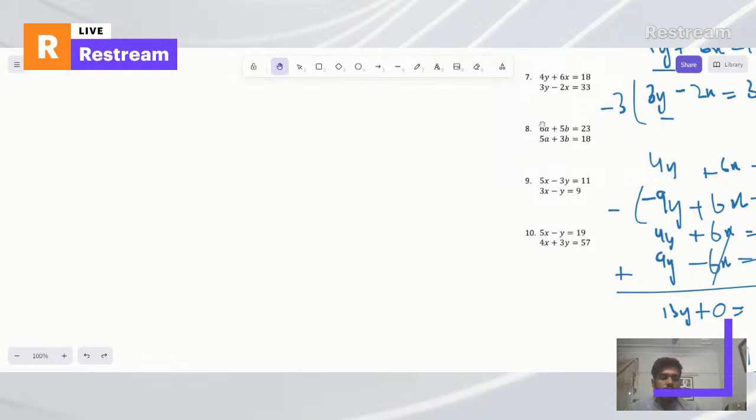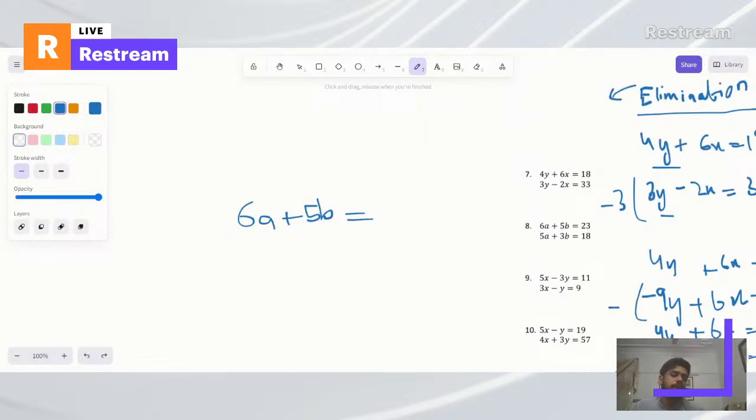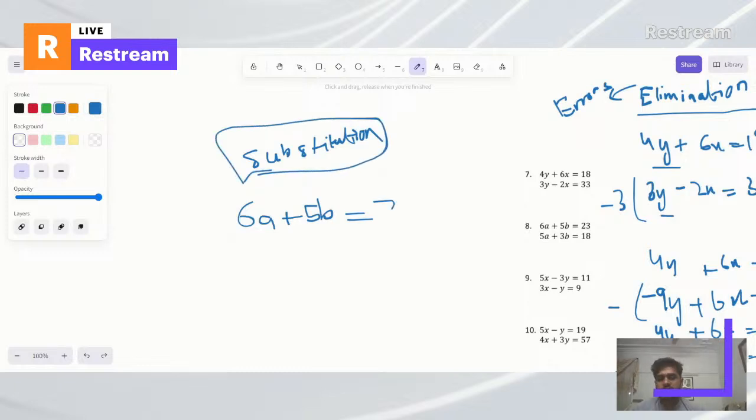Now what we're going to do is questions 8, 9, and 10 with the substitution method. The elimination method has a higher chance of errors. The best way to solve a simultaneous equation is using substitution. That's what I believe, because there's a limited chance of errors over here.